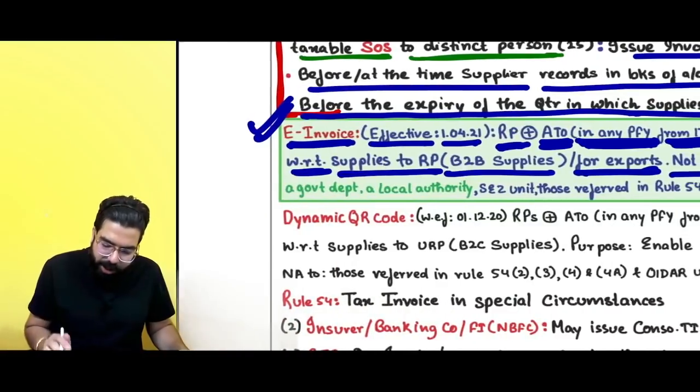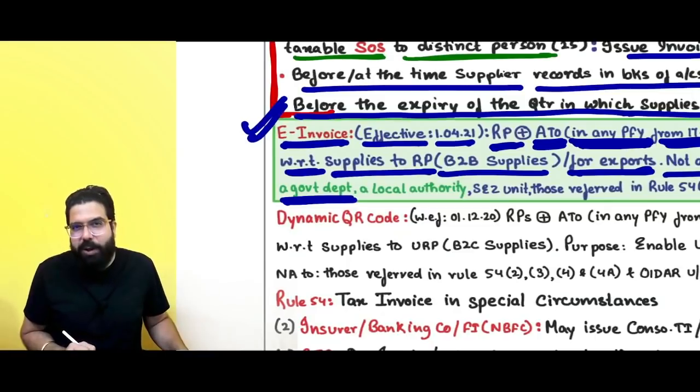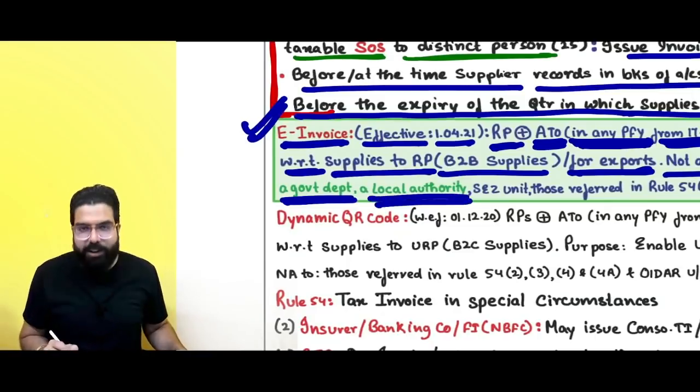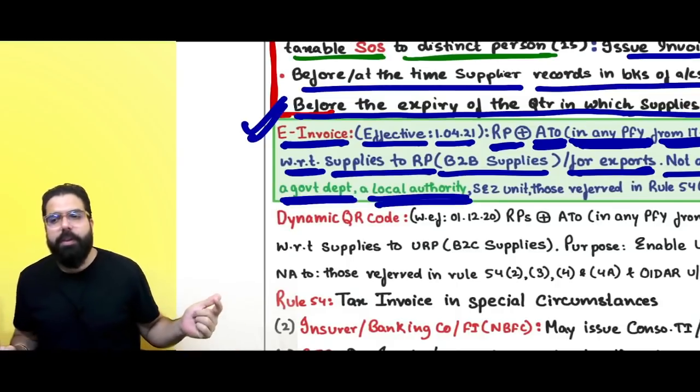E-invoicing provisions are not applicable. Amendment: e-invoicing provisions are not applicable if you are a government department or a local authority. Government department and local authority.